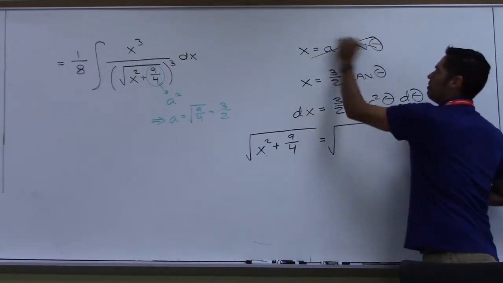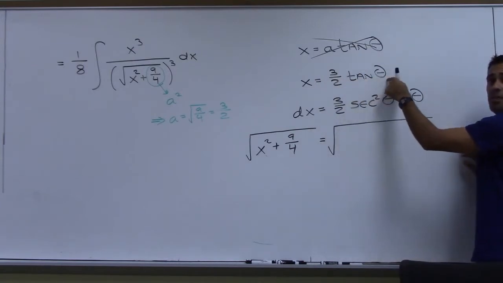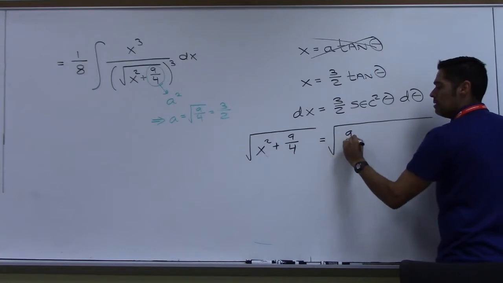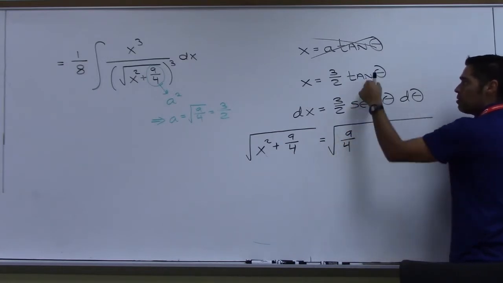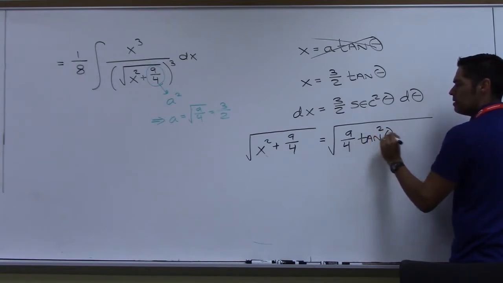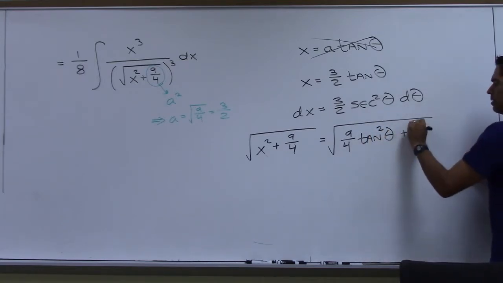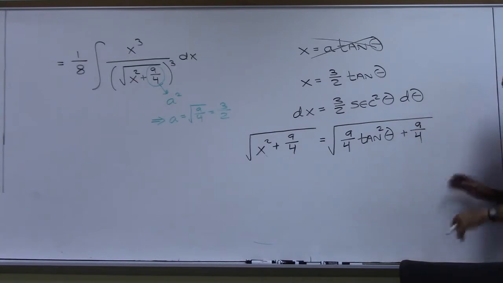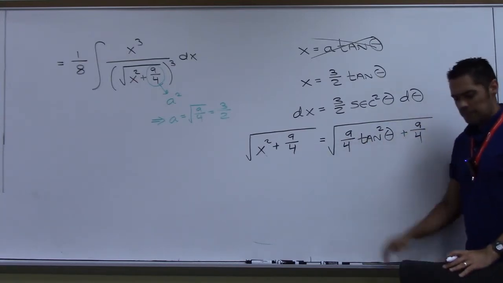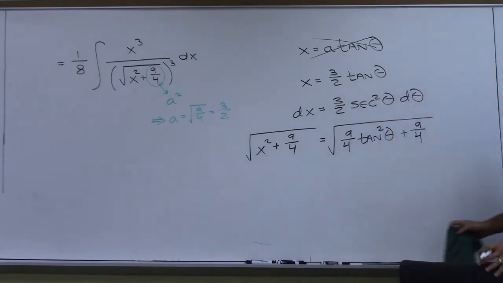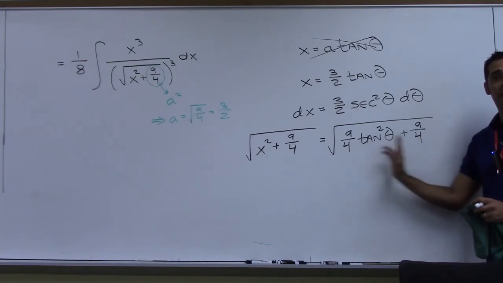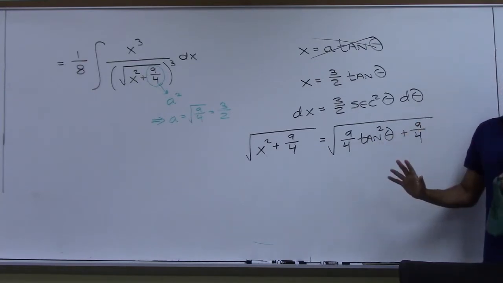Let me erase this. 3 halves tan theta squared, right? So you square the 3 halves and you get your 9/4, right? You square the tangent theta, you get tan squared theta. What's still there though, Vanessa? Plus a 9/4. So what are you going to do? Because there's like a pattern. We keep doing this every time we get to here. So what can I do here? The 9/4, right? They both have a 9/4.